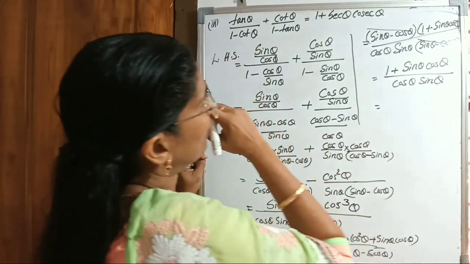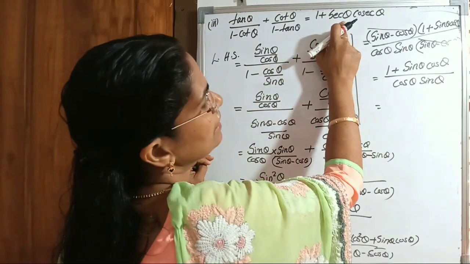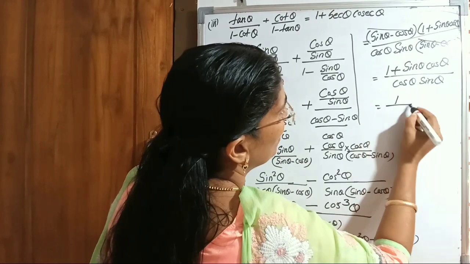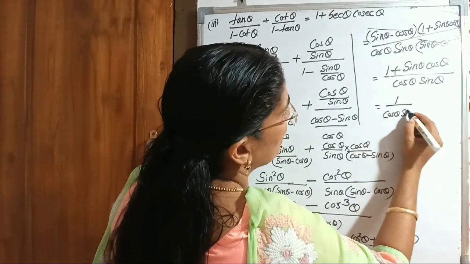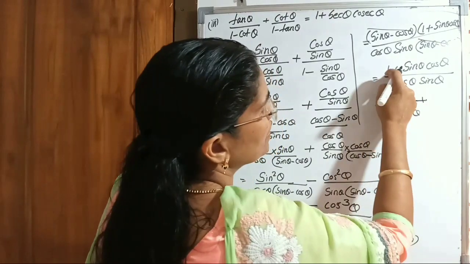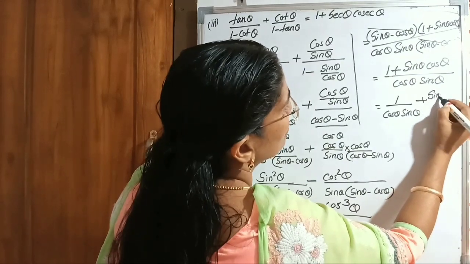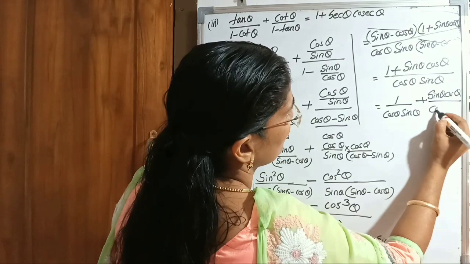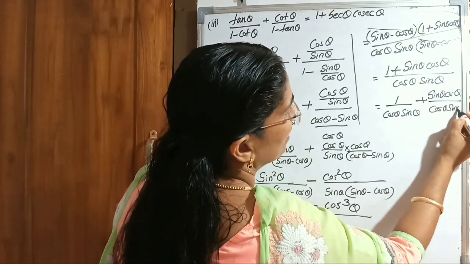Okay, now look at the answer. We need 1 and sec theta cosec theta. So you have to split this term. So 1 by cos theta sin theta plus, here plus sign, the second term becomes sin theta cos theta whole divided by cos theta sin theta.